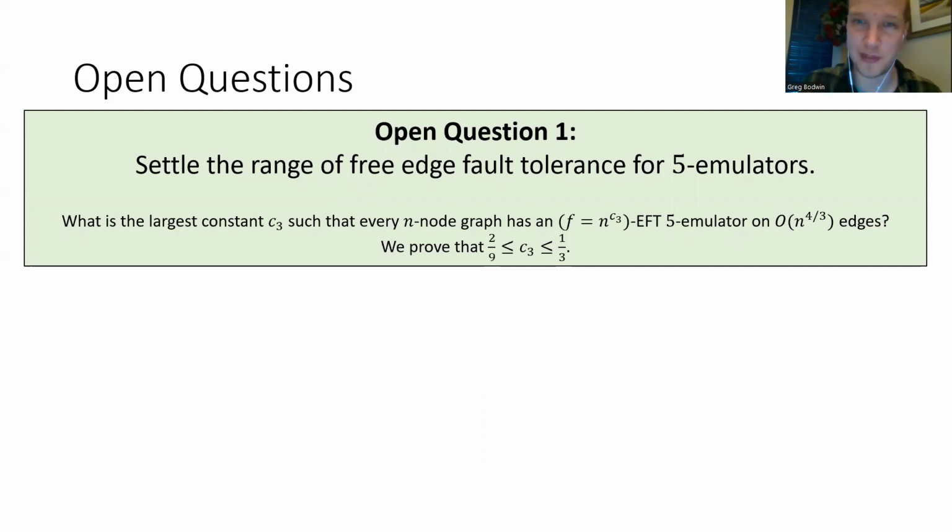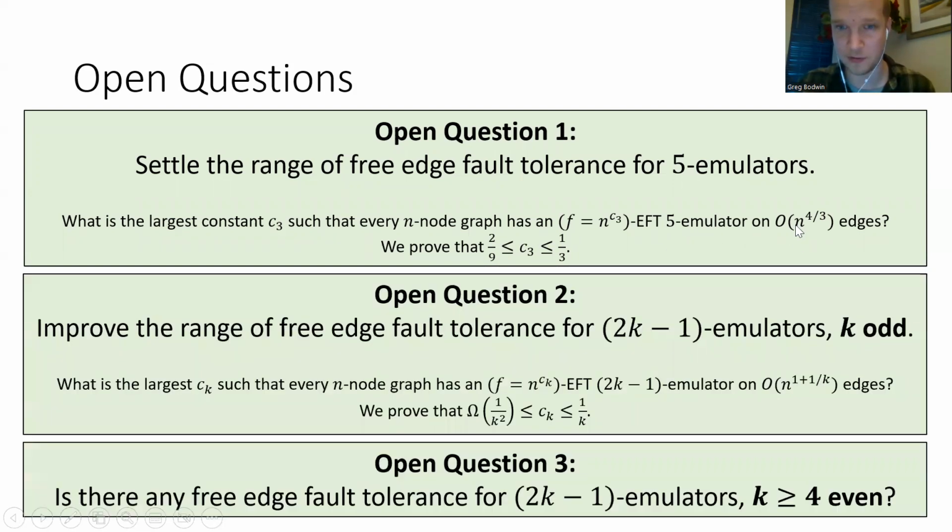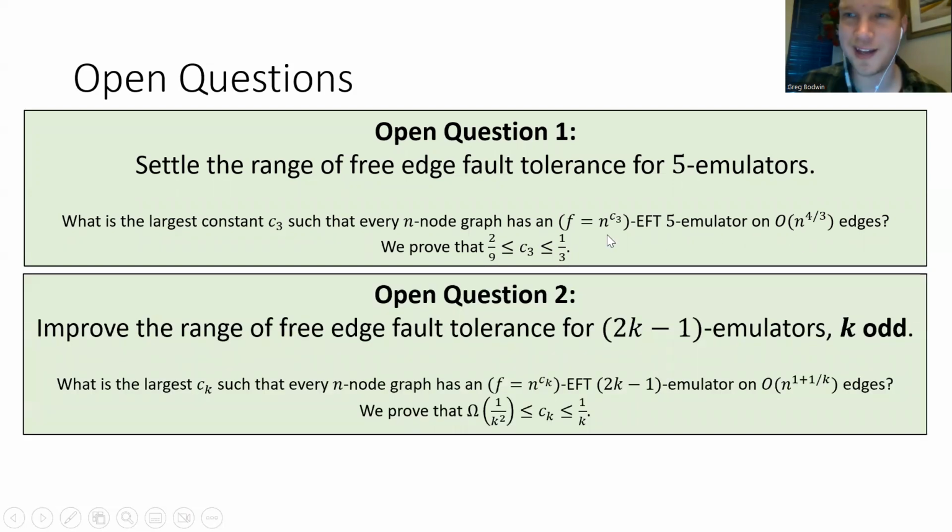We are able to prove that if you have n to the 2 over 9 faults, it's free. You don't have to pay anything extra. And if you were to have asymptotically more than n to the 1 over 3 faults, it is not free. Then you would have to pay something above this n to the 4/3 term. And closing that gap, or figuring out the value of this constant c sub 3 that determines the threshold of free fault tolerance, is a very interesting open question.